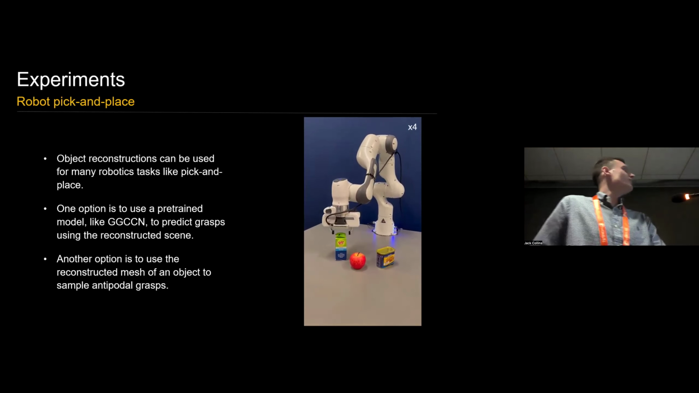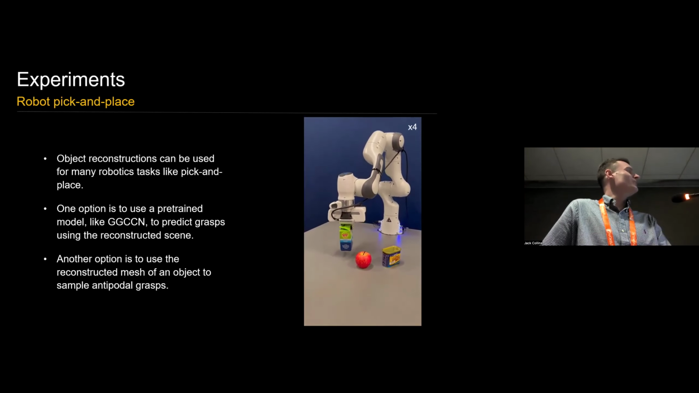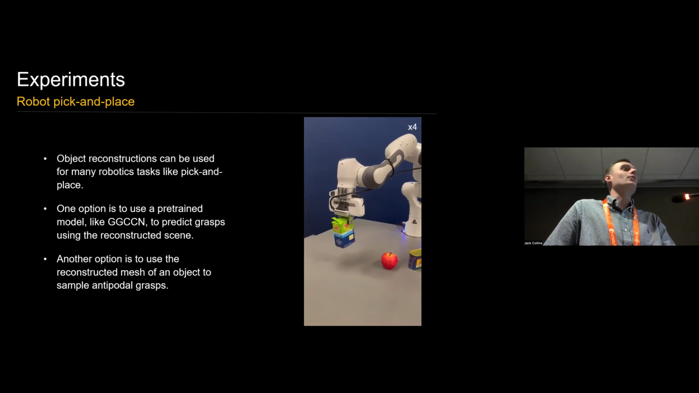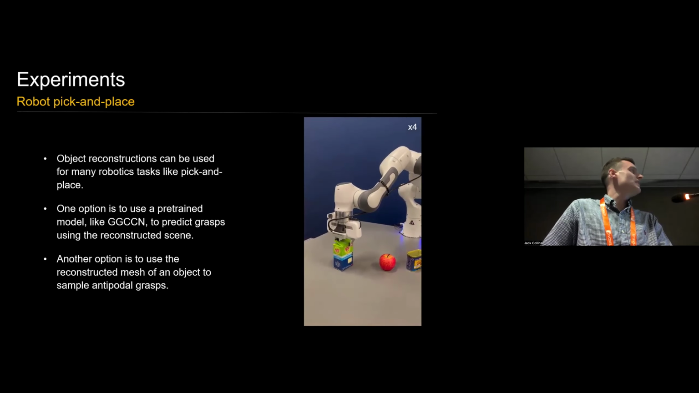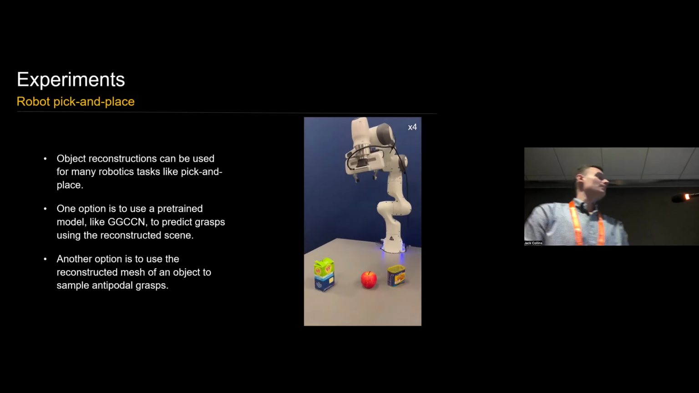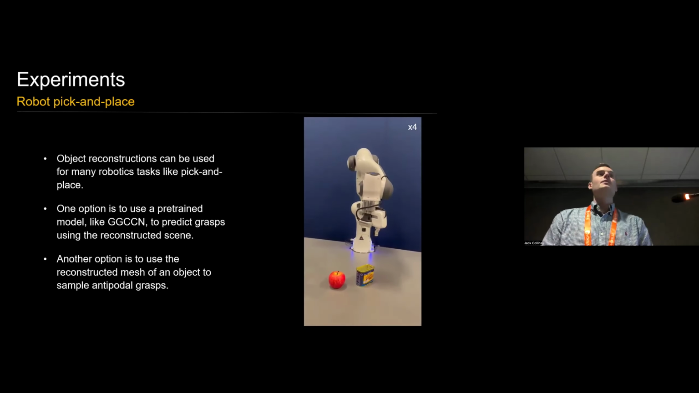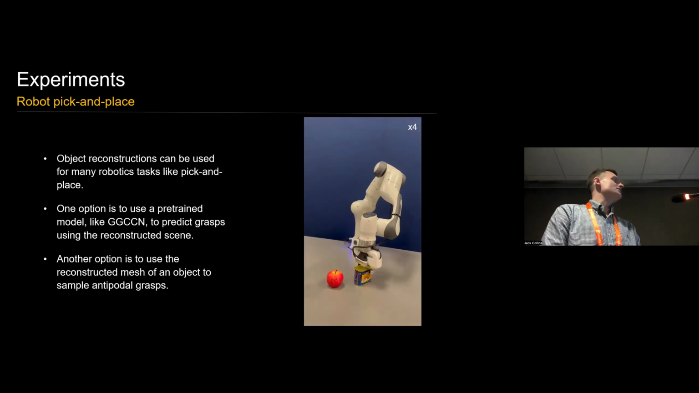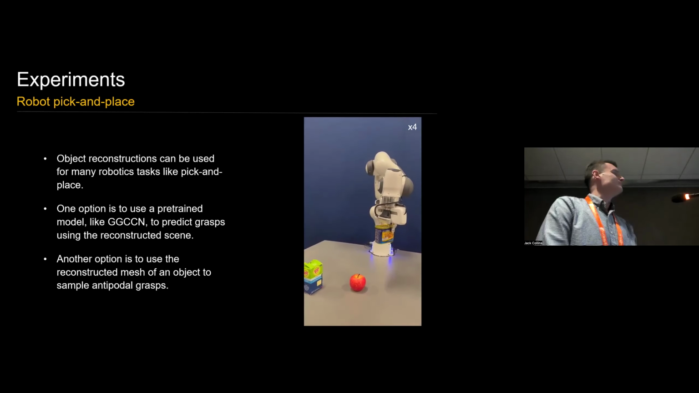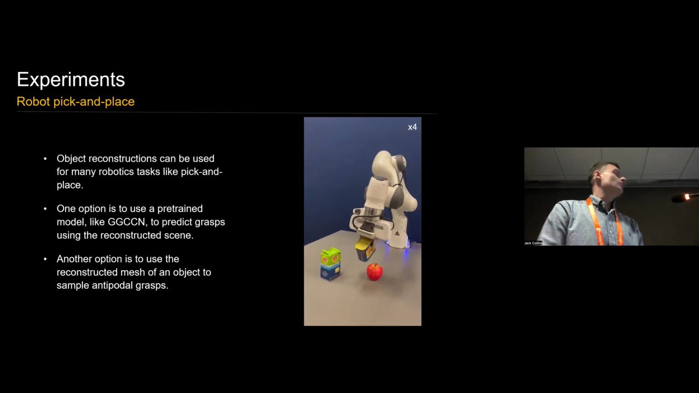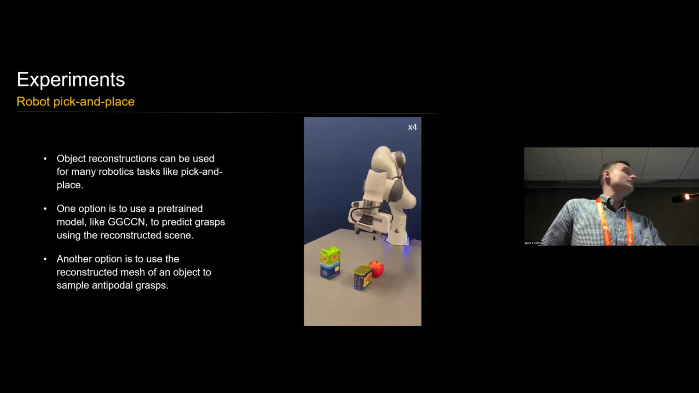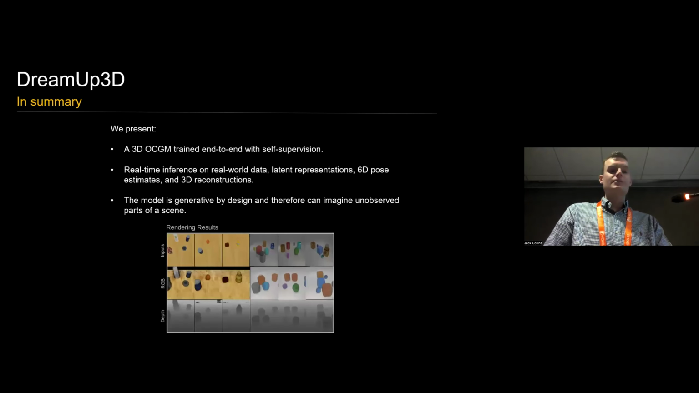This is a very poor video. Unfortunately, students moved back home, and this is the best video I could find of us actually using DreamUp3D for an object for a robotics task. So here we're using the reconstruction from DreamUp3D to do pick and place. In this example, we're using GGCNN, which is Generative Grasping CNN, to predict grasp poses. But you could also take the 3D reconstruction and sample antipodal grasps from a mesh that you could extract from the reconstructions.